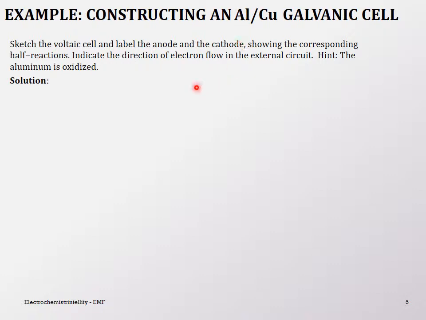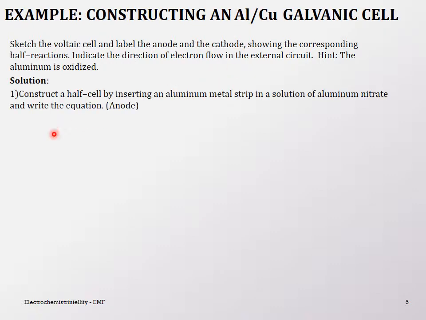Okay, so let's make this thing. The first thing I would do is construct the half cell by inserting an aluminum strip. So I'll start with the anode. Okay, I'll start from left and go right. So, aluminum strip in a solution of aluminum nitrate, and write the equation also. And this is going to be my anode. Why did I pick aluminum nitrate? Just because. I could have picked aluminum sulfate if I wanted to. It doesn't matter. So here is my aluminum strip.